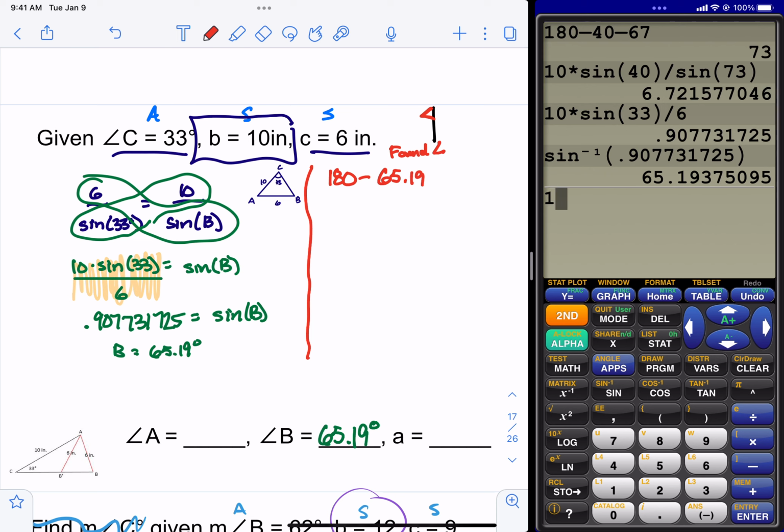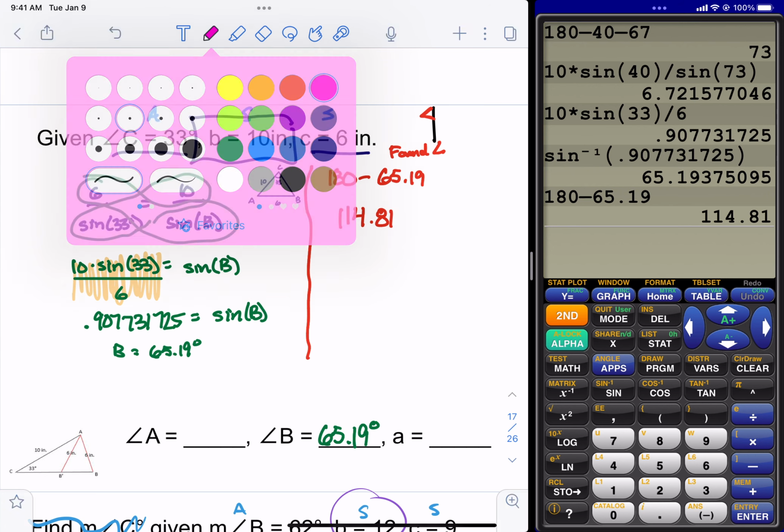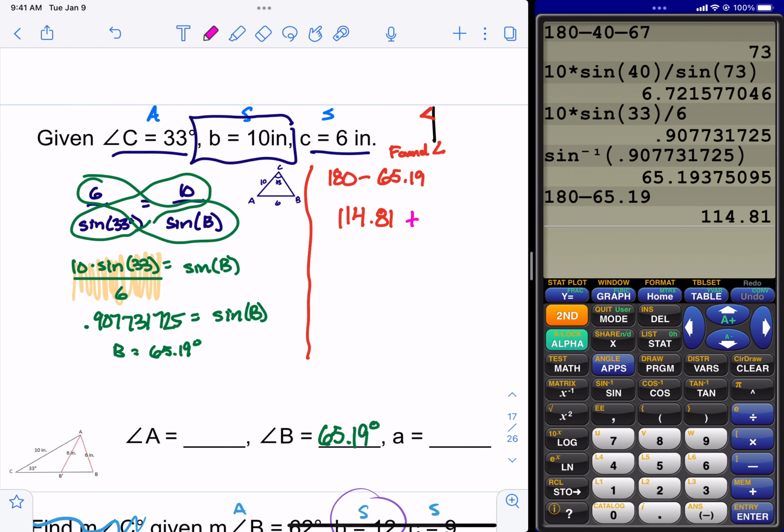And when I do that, 180 minus 65.19, we get 114.81. Now, what we're going to do with that angle, this 114.81, is add it to our original given angle. Our original given angle was this 33 degrees. So we're going to add this to the original given.